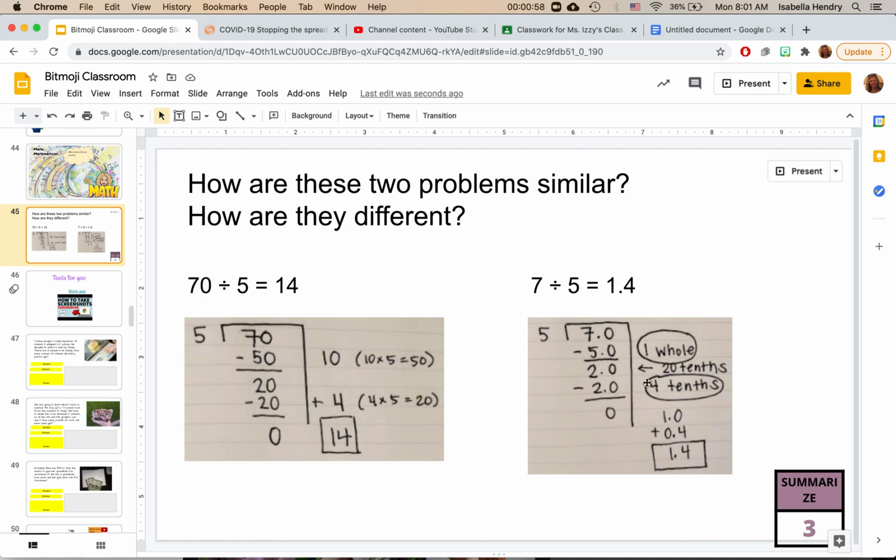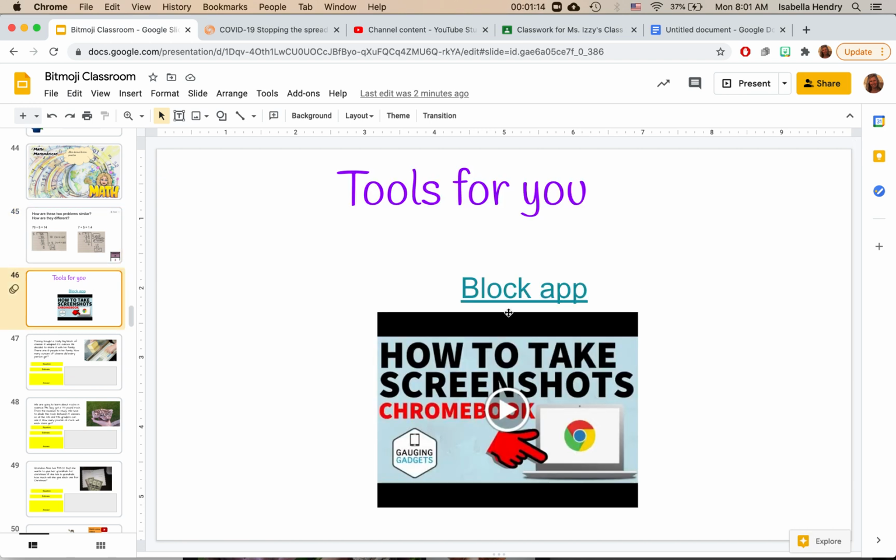Now, as you probably noticed, this is another situation with the moving decimal point. So keep that in mind when you're estimating for your division problems. Think about how the decimal point moves for multiplication. You can use that for division too. Now today, again, we're going to be using our block app and taking a screenshot to show our work.